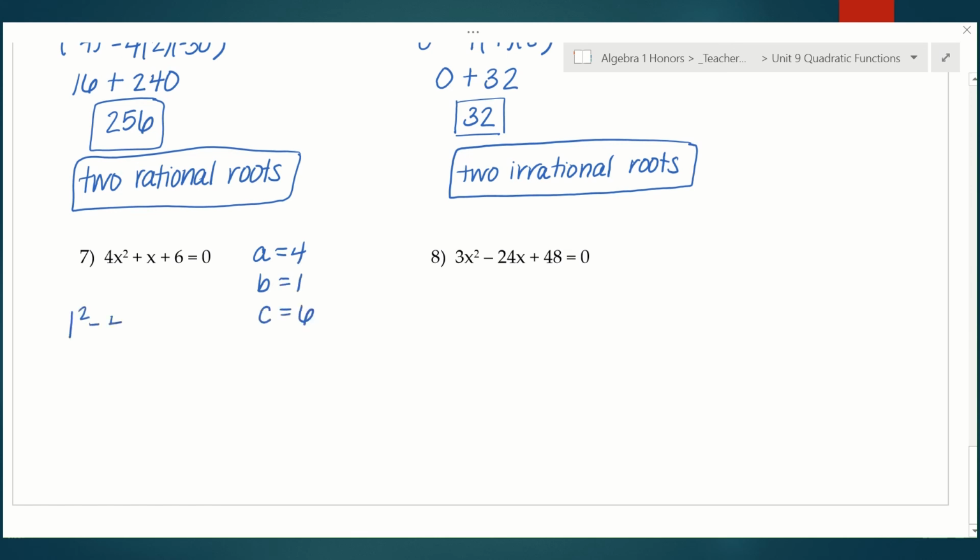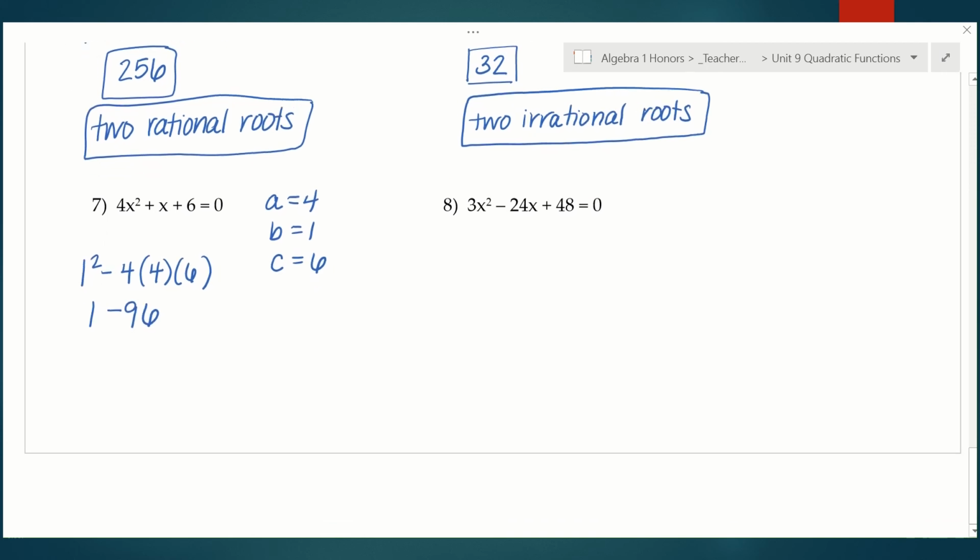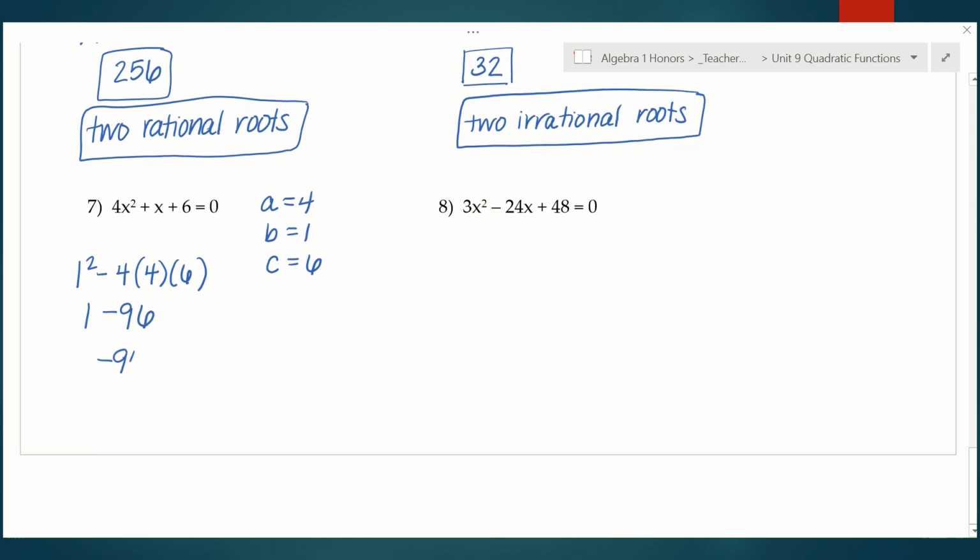B squared minus 4AC. This is going to give me 1 minus 96, which is negative 95. All right, so imaginary. As soon as you see a negative, which would have been under the square root, there are no x-intercepts. Or the roots are imaginary.